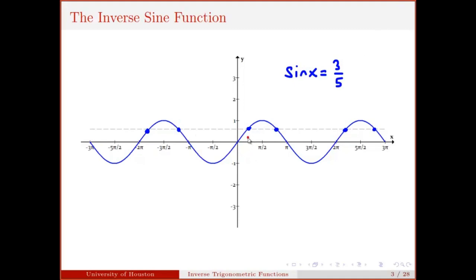The solution corresponding to this angle between 0 and pi over 2 is somehow the most natural solution, since it is the relevant value in the context of triangle trigonometry. That is, theta equals sine inverse of 3/5 refers to this particular angle.